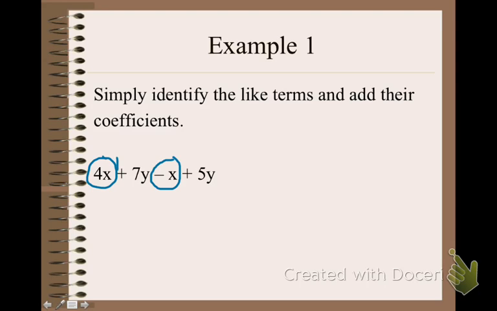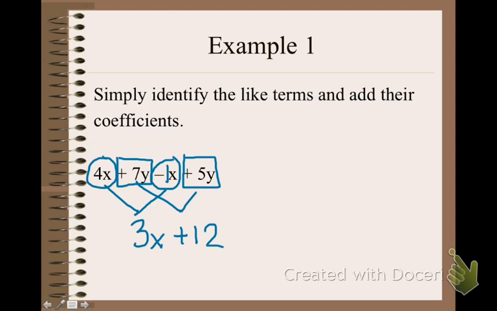You can also apply the integer rule where you add the opposite. Then I go to the next term, and I box it in, and I look for a term with y, and I see one here. So now I'm going to combine the circles and add the coefficients. 4 plus negative 1 is a positive 3x. Next, combine the coefficients in the boxes. A positive 7 plus a positive 5 is a positive 12, and writing the sign of that number between the terms gives my simplified expression.